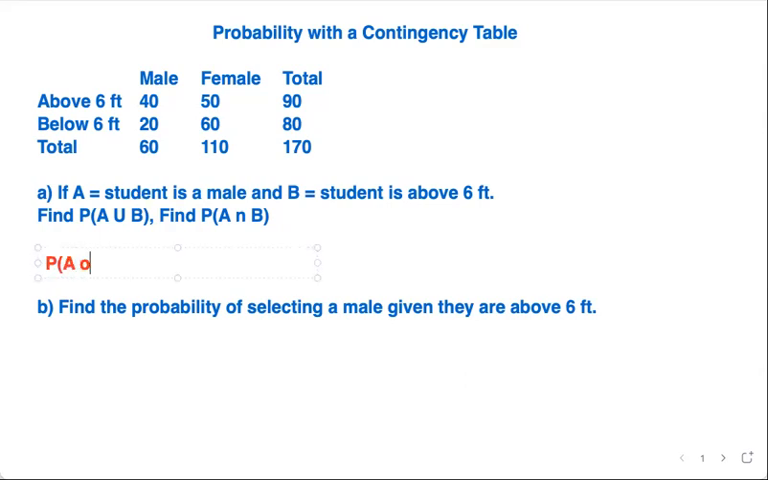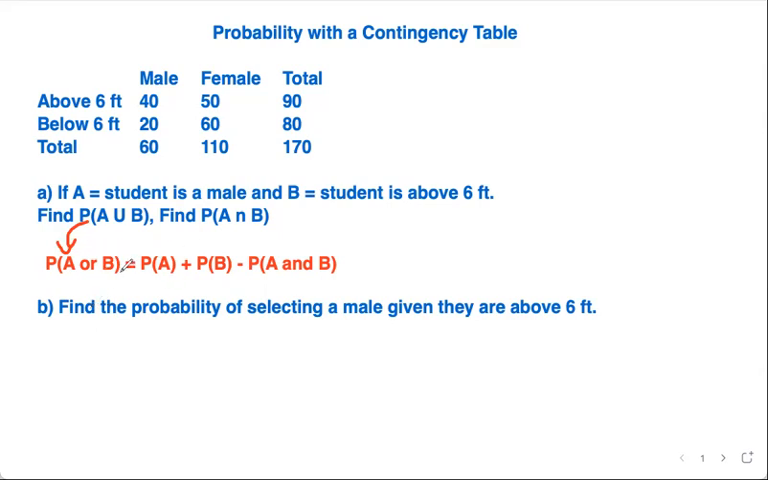That's the probability of A or B, which is the probability of A plus the probability of B minus the probability of A and B. This is the general addition rule. Again, union in this case means or. So what does that mean in the context of this question?